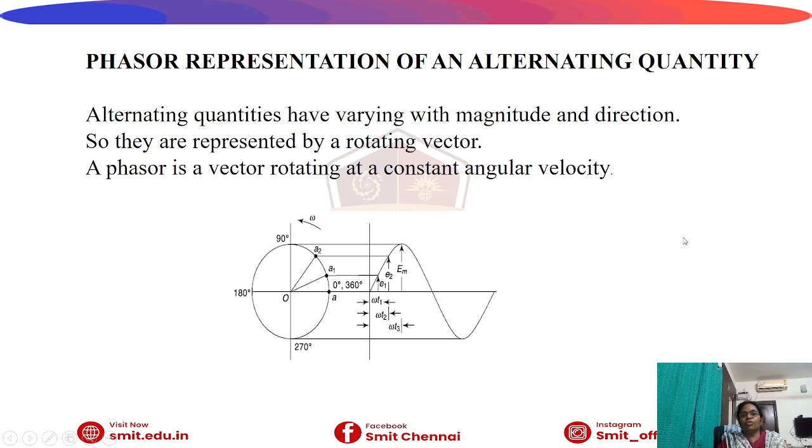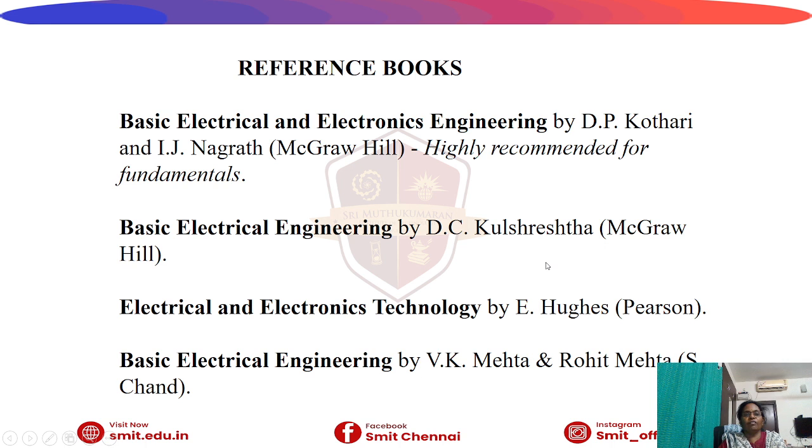Phasor representation of alternating voltage. Alternating voltages vary in magnitude and direction, so they are represented by a rotating phasor. A phasor is a vector rotating at a constant angular velocity. So here we can see the angular difference of it.